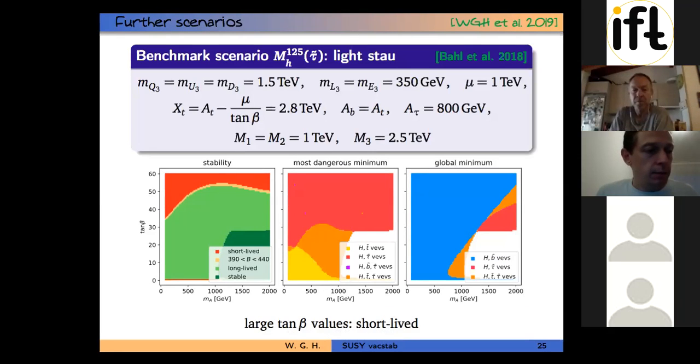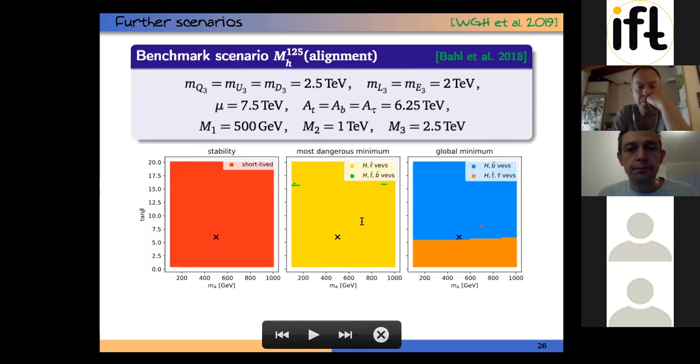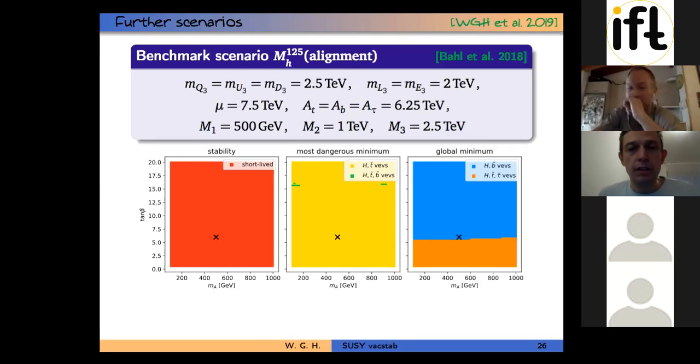Now I can discuss some more scenarios that are, of course, different from the setup. The results also look a bit different, but conceptually it is all more or less the same. You can again go into the benchmark plane, define regions of stability, metastability, instability, define this most dangerous minimum, and so on. And then you do it for another alignment scenario, and suddenly you see all is red. So this would basically be excluded from the vacuum analysis.